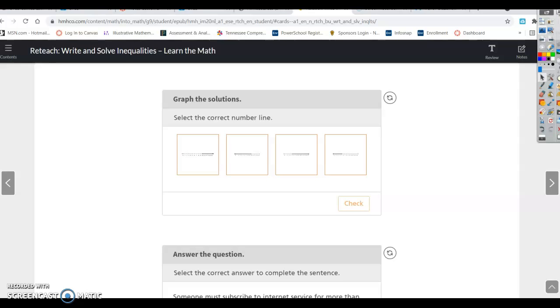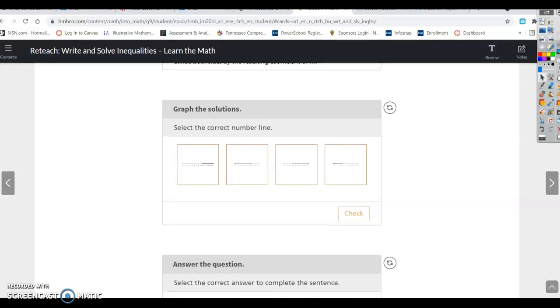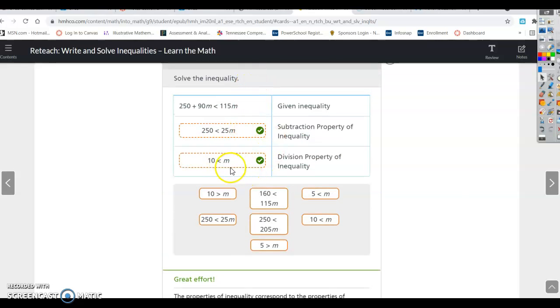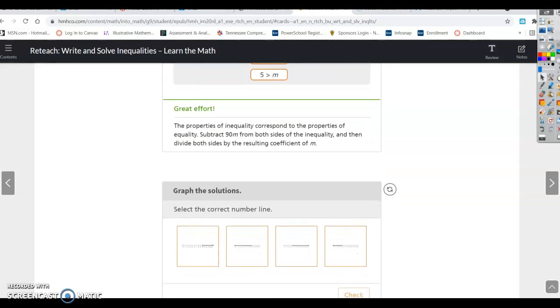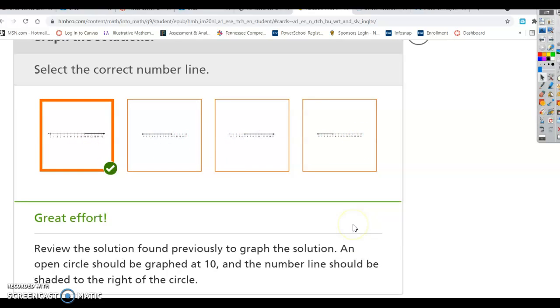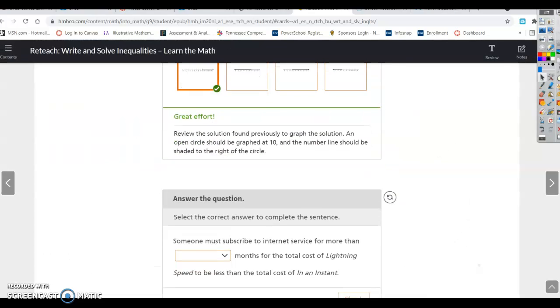All right, they want us to select the correct number line. So if this says m less than, oh wait a minute, sorry, that's the wrong one. Up here's the problem. All right, so we want m greater than 10 or 10 less than m. I like to read it with the variable first, m greater than 10, so we know all the numbers larger than 10 are what we want. If you look at this number line, this is greater than 10, this is less than 10. These are both 5, so it has to be the one that is greater than 10.